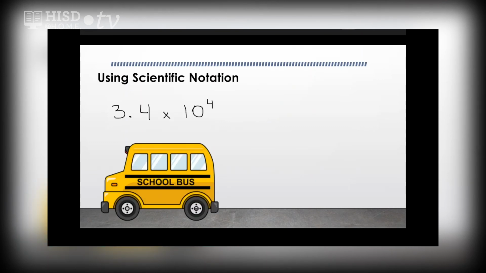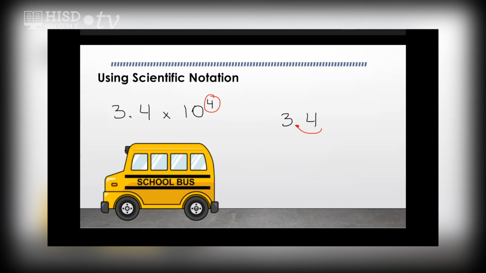So now for the weight of the bus, I have a scientific notation number, so I have to change it to standard notation. Basically, we're going to do the work backwards from our previous example. I'm going to write the decimal form 3.4, and then I'm going to use this exponent right here that's telling me how many spaces I have to move the decimal point. Since it's positive, it has to go to the right. So that means I have to move this decimal point 4 times.